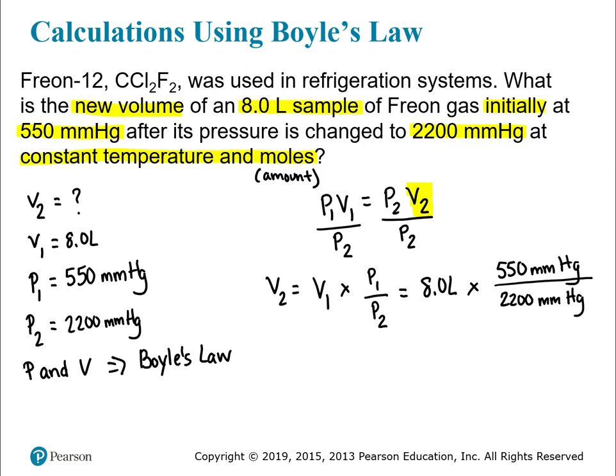Now we can solve this. We should be getting some kind of unit that has to do with volume, so liters or milliliters. Our pressure units cancel. We're going to be left with liters, so that checks out. Do 550 divided by 2,200 in your calculator, then multiply that answer by 8. That will give you your calculator answer. With sig figs, we need 2 sig figs here. All of the information from the problem has 2 sig figs. You should get a volume of 2 liters as your answer.